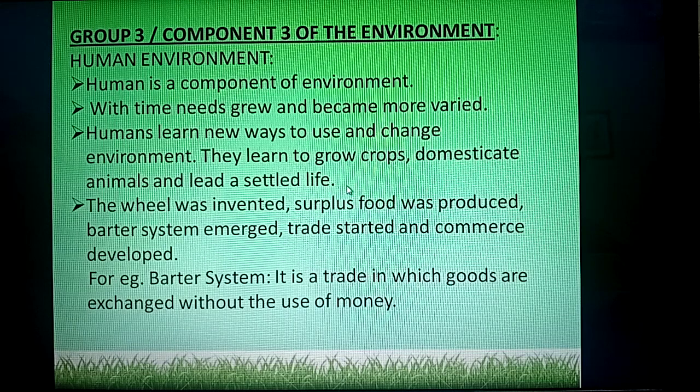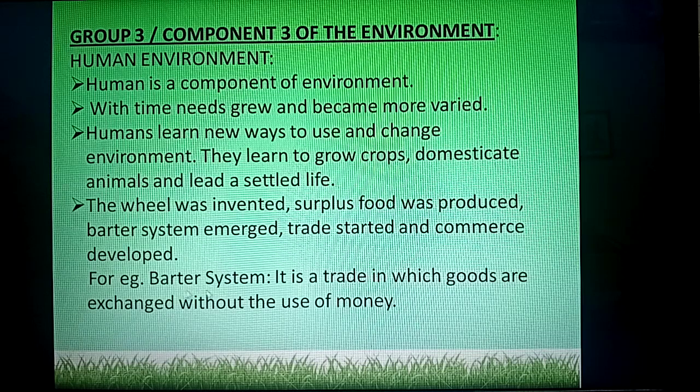What we had discussed earlier, we had discussed about the modification of the environment. Yes, how has human modified the environment? They have made the wheel, invented wheel. Then they have produced surplus food. They have started barter system, which emerged very long ago, and the trade started in this way and the commerce developed slowly.